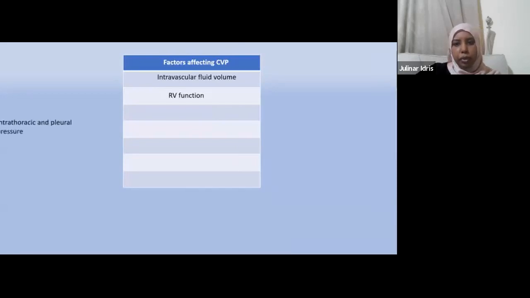If we come to the main factor that everybody, for maybe the last 40 or 50 years, has been relying on, CVP as an indicator or guide for the volume status of the patient. Actually, CVP is affected by many factors, not only intravascular fluid volume. CVP can be high in RV dysfunction, for example in the patient post op, or the patient may have high CVP because of high intrathoracic and high pleural pressure.